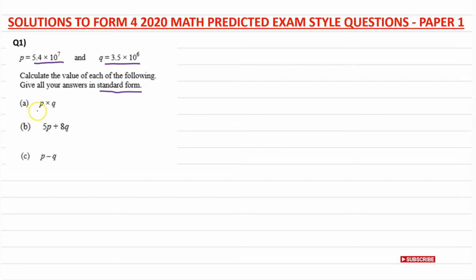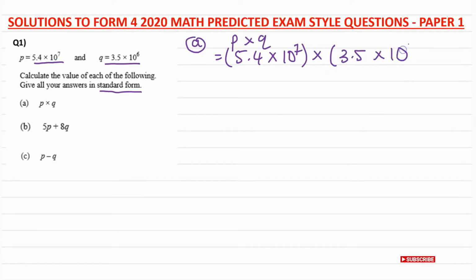For A, we are asked to multiply P and Q. So let's just do that. A is P times Q. Well, we know P is 5.4 times 10 to the power 7 and Q, so we multiply. Let's put these in a bracket. And Q is 3.5 times 10 to the power 6. What you want to do first is make sure you put these numbers together. So 5.4 times 3.5 in one bracket, and then the powers of 10 in the same bracket.